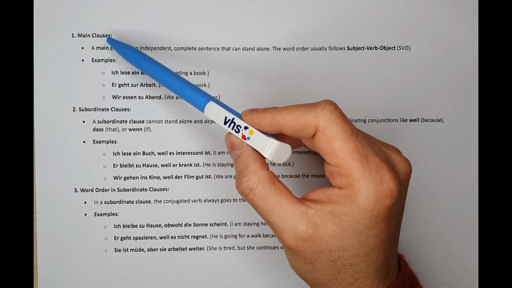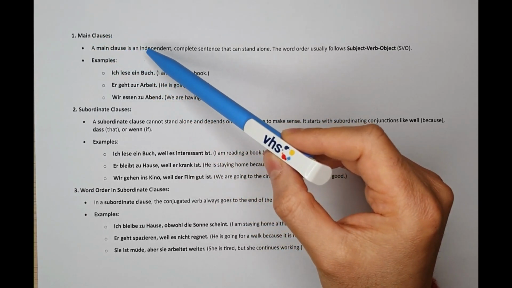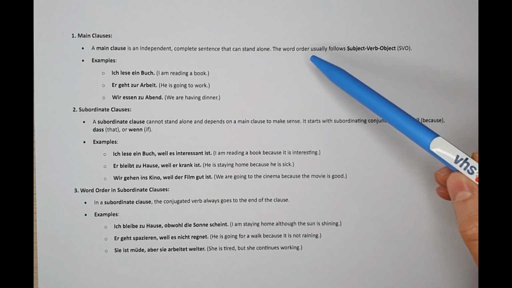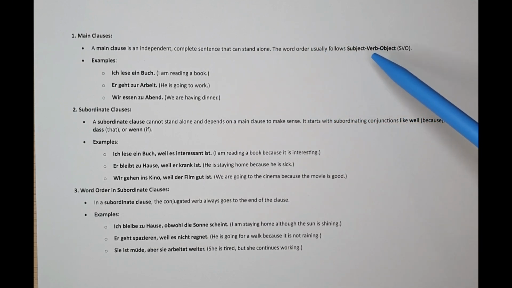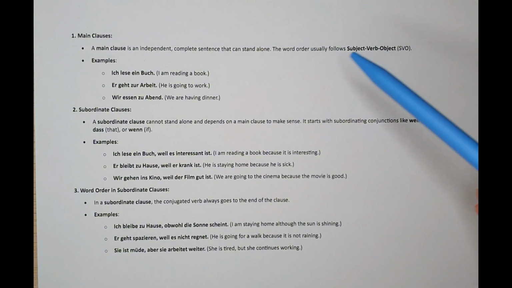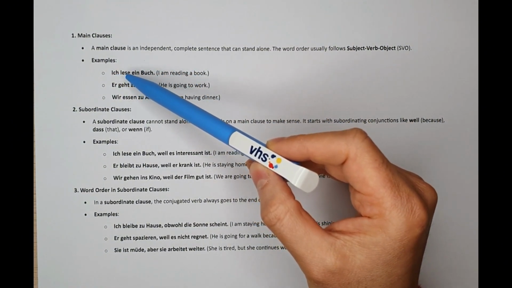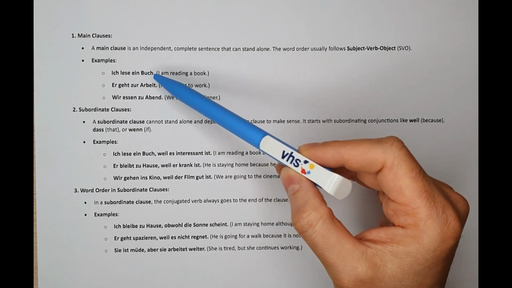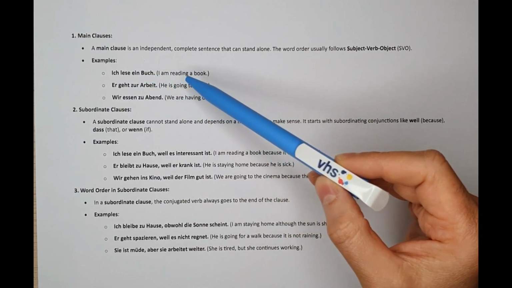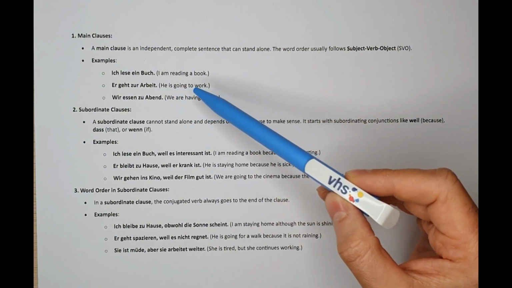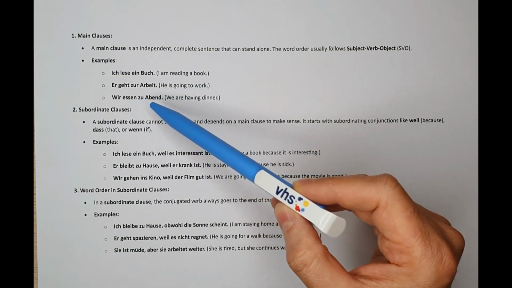Main clauses are Hauptsatz. A main clause is an independent, complete sentence that can stand alone. The word order usually follows subject, verb, object. For instance, ich, which is subject, lese, which is verb, ein Buch, which is object. I'm reading a book. Er geht zur Arbeit. He's going to work.